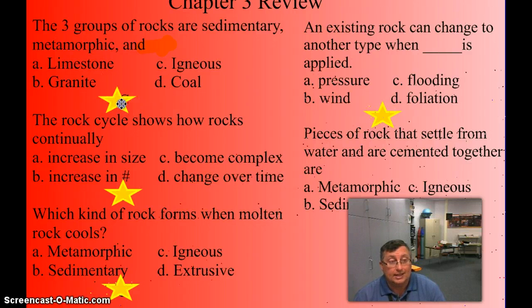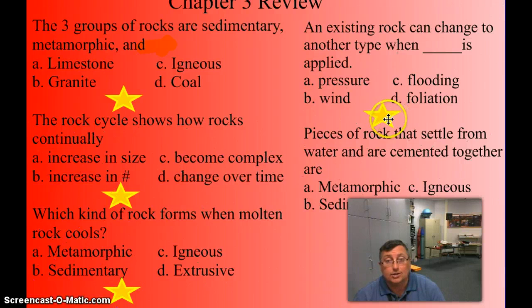The first answer is C, igneous. The second one, the rock cycle shows how rocks continually, D, change over time. Which kind of rocks forms when molten rock cools? Those would be igneous rocks. And the existing rock can change from one type to another because of pressure. That's the metamorphic part. Pieces of rock that settle and form pieces just indicates sedimentary rocks.